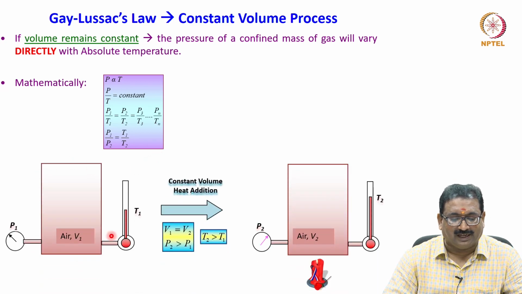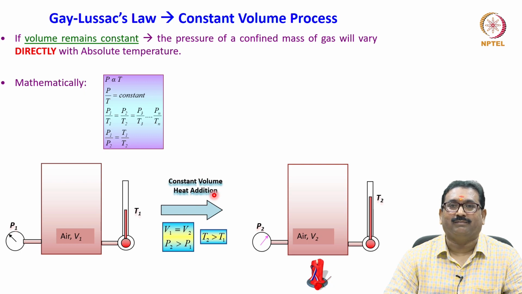How did he do it here? He took only the cylinder filled with air, volume V1. Then what is he doing? Constant volume, no? He goes on adding the heat here. Then he is studying what happens to P2 and T2. Yes, P2 increases and T2 also increases. This is a constant volume heat addition.